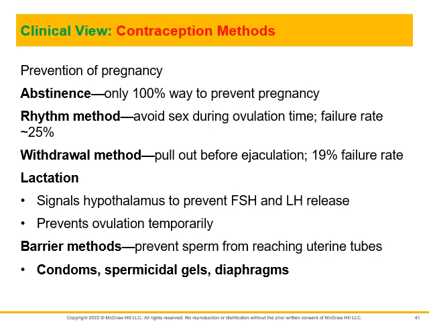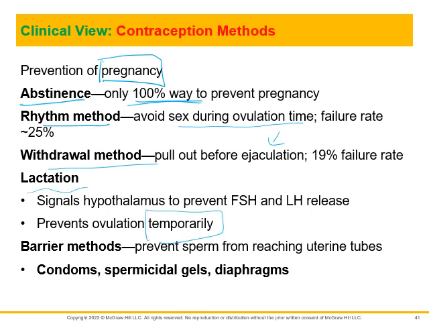Now on to the contraception methods. If you're trying to prevent pregnancy, abstinence is the only 100% way, right? There are other methods like the rhythm method, so avoid sex during ovulation time. The withdrawal method, so pull out before ejaculation. But remember that if you have intercourse multiple times, there could still be some sperm left in the urethra when the bulbourethral glands clean out the urethra. So it is still possible to get pregnant with the withdrawal method.